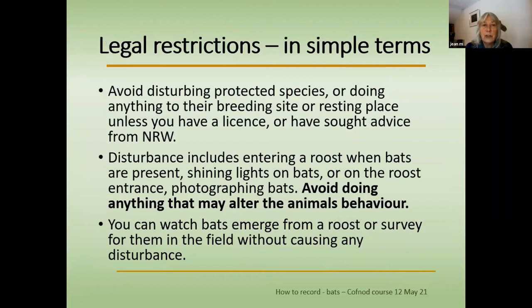Legal restrictions, in very simple terms, avoid disturbing protected species or doing anything to their breeding site or resting place unless you have a licence or have sought advice from NRW. And disturbance for bats includes entering a roost when bats are present, shining lights on them or on the roost entrance, or photographing them, and basically avoid doing anything that may alter the animal's behaviour.